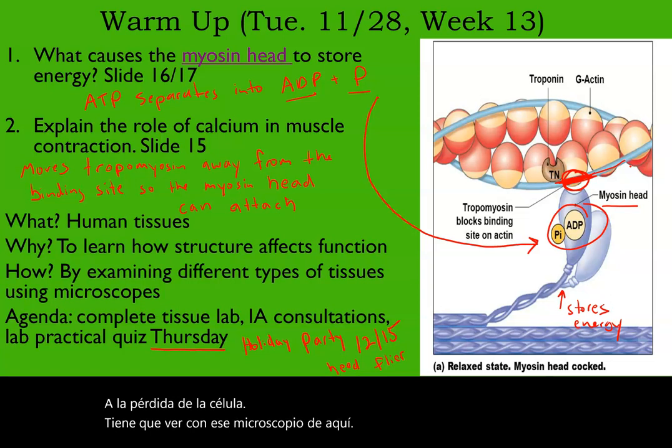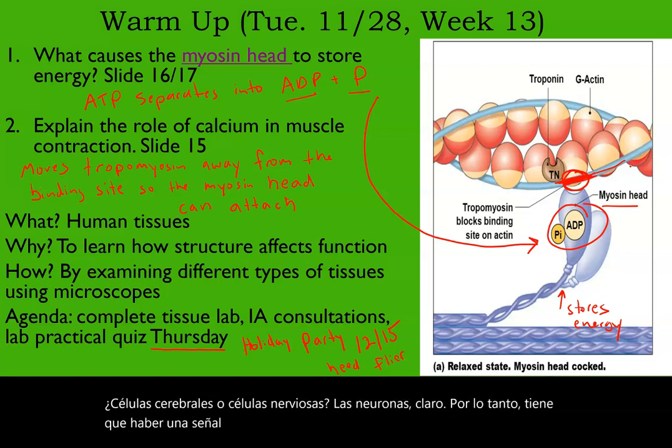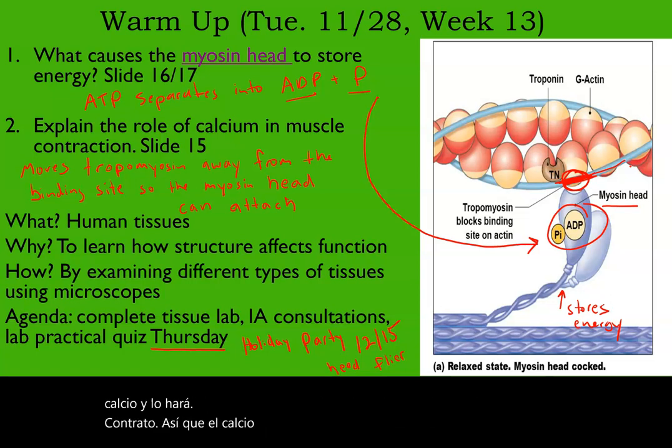Medulla oblongata, brainstem. What is this? What's this all about? What kind of cell? Brain cell or nerve cells, neurons, right? So there needs to be a nerve signal at the muscle. Then it'll release the calcium, then it'll contract. So calcium is really important for muscle contraction, all right?